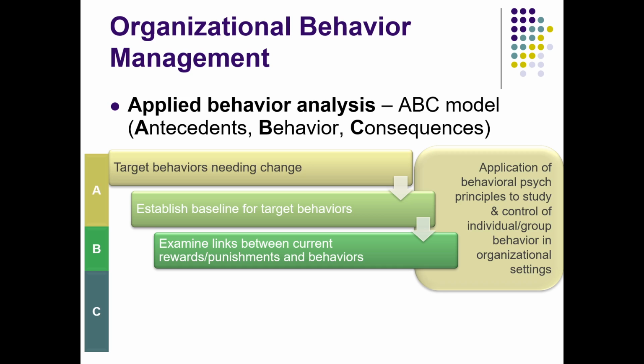Next, we're going to examine the links between current rewards and punishments and the behaviors. So we're going to look to see whether it's possible that these undesirable behaviors are being displayed because we're accidentally rewarding them. If that's what we discover, we might want to stop accidentally rewarding behavior that we don't want. Like, if we're accidentally encouraging people to be late to work because they get to be late and nothing happens to them, so it's technically a reward, right? We might want to change that so that we start having punishments for undesirable behavior and rewards for desirable behavior.